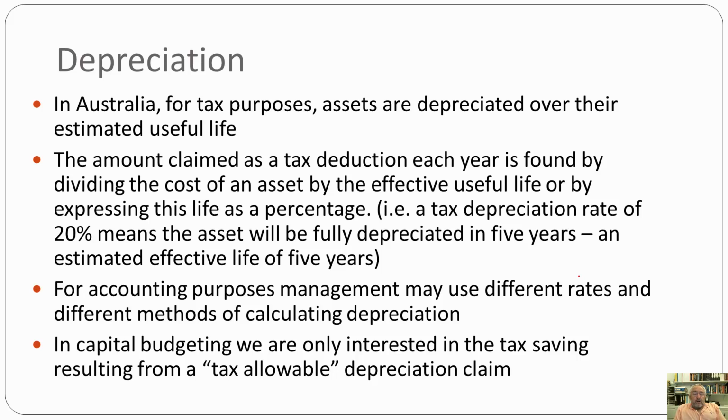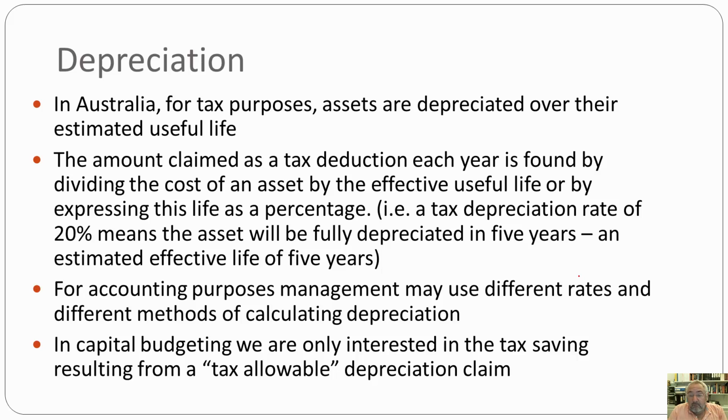So if I buy an asset for 100, it's going to last me 5 years, and I expect it to have zero value when it finishes. It makes sense to say that I've used up $20 of that asset each year. Okay, so if we're depreciating over 5 years, we would say 20% per annum of the initial value of the asset is depreciated away.